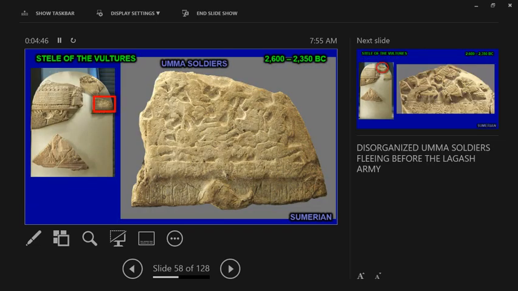In the upper right are the Umma soldiers. They are disorganized and fleeing before the Lagash army. You can barely make out the bodies, but you can see some are running, and then many are dead and piled up. And like I said, it is disorganized.